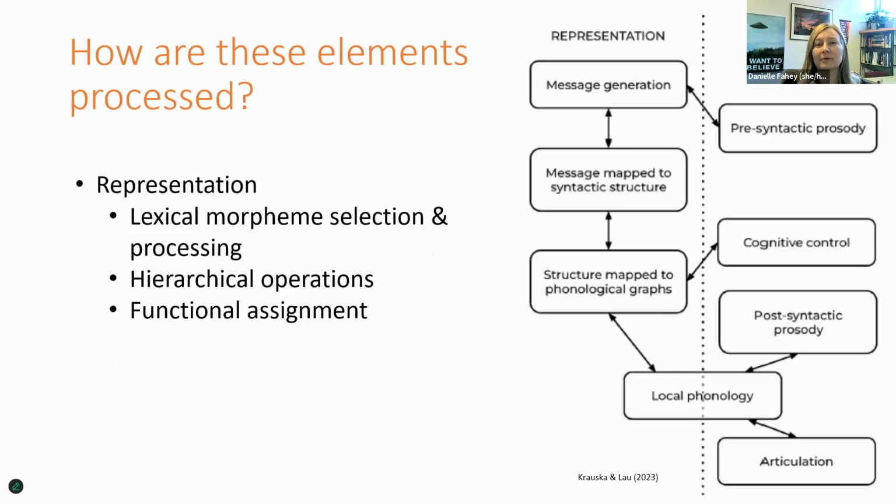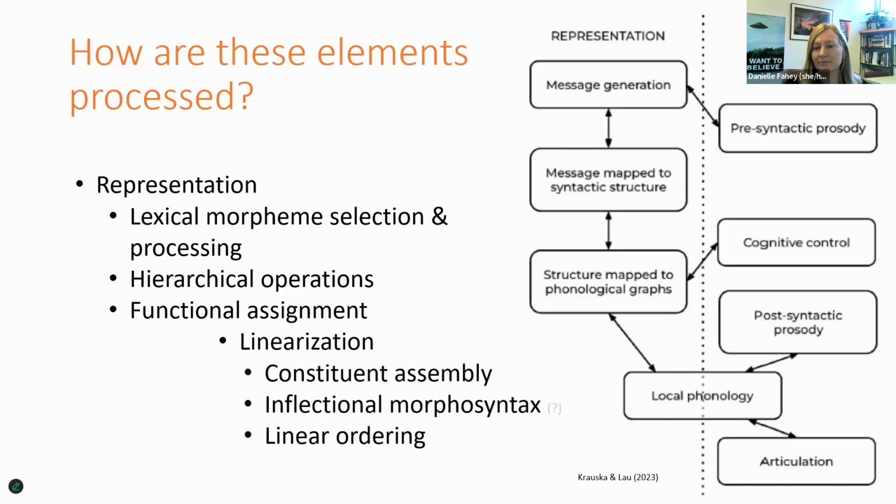Representation, we think generally involves lexical morpheme selection and processing, what we might call words, maybe other kinds of morphemes, hierarchical operations, and functional assignment, whereas linearization includes constituent assembly, inflectional morphosyntax selection, possibly, although there's a good deal of debate going on right now about whether the selection of different kinds of morphemes happens at different points, and of course, linear ordering.